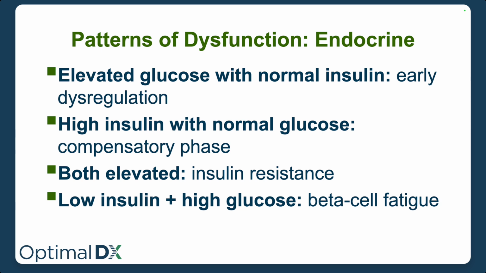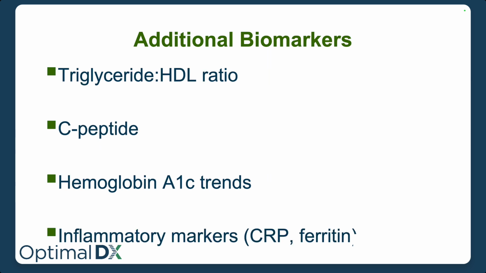And of course, as those levels get further and further away from optimal, now insulin resistance is becoming firmly established. And finally, when glucose is high and insulin is low, it suggests beta cell burnout. This is where the pancreas can no longer keep up. And recognizing these patterns can be really, really helpful for intervening at the right stage.